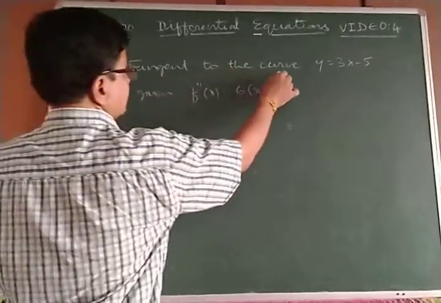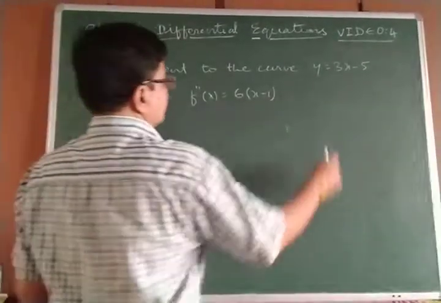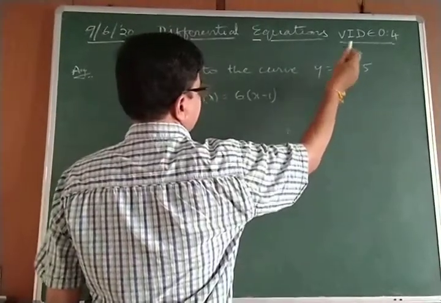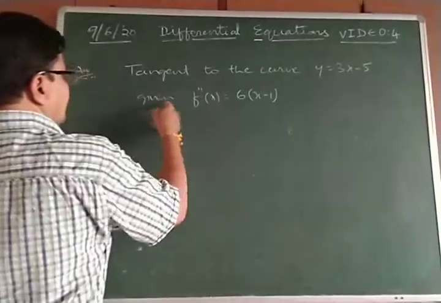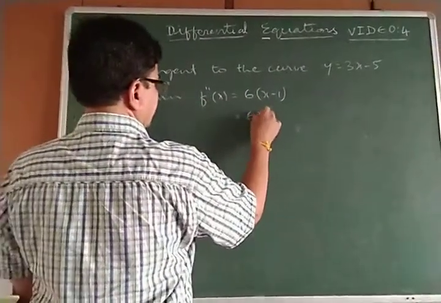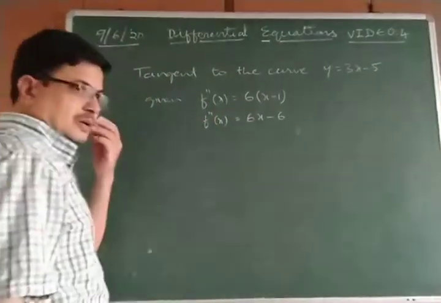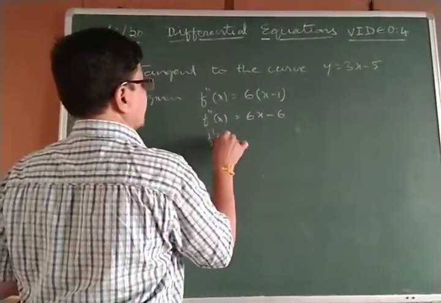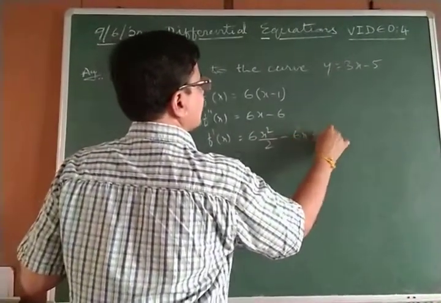The tangent to the curve is y = 3x - 5. That means it is of the form y = mx + c, where the slope of the tangent is 3 and 5 is the y-intercept. Given f''(x) = 6(x - 1), that is 6x - 6. Now integrate on both sides. f''(x) integrates to f'(x), which is equal to 6x²/2 - 6x + c1.